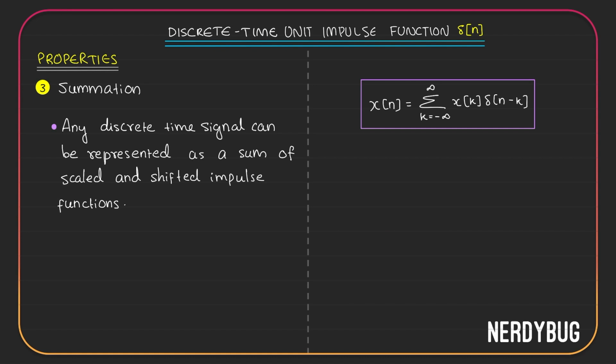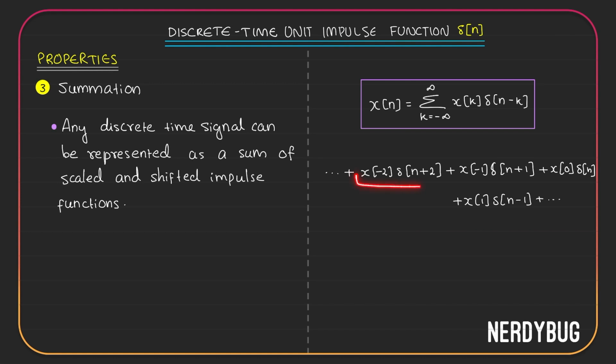So it starts from minus infinity. Let's start from k equals minus 2. So x of minus 2 delta of n minus minus 2, so n plus 2. The next will be minus 1. So x of minus 1 delta of n minus minus 1, so n plus 1. Next will be x of 0 delta of n minus 0, delta of n. Next, let's give k equals 1. So x of 1 delta of n minus 1. It goes on like that.